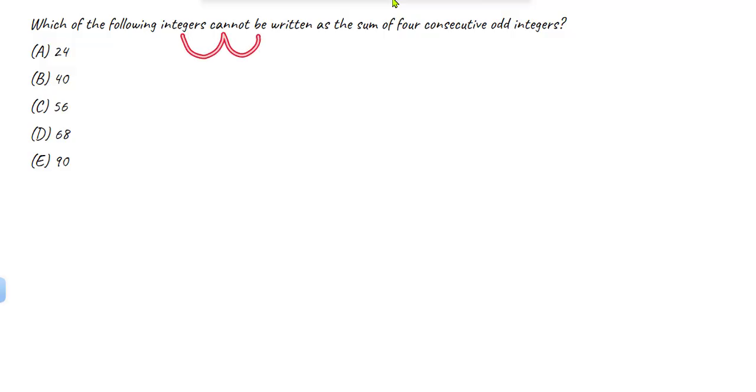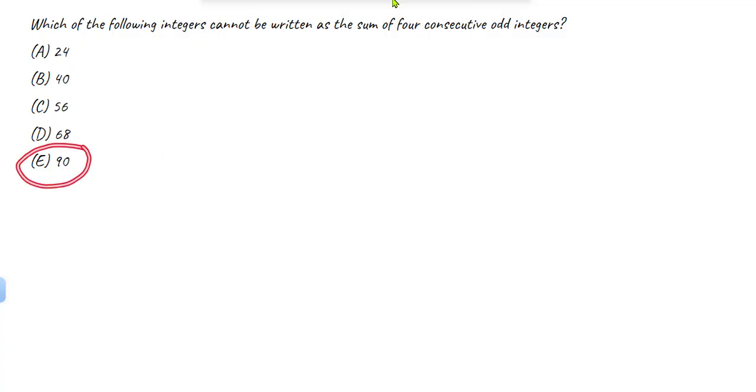So this is divisible by 4, right? 4 times 6. This is 4 times 10. It's 4 times 14. It's 4 times 70. And 90 is not divisible by 4. So this E is the answer.